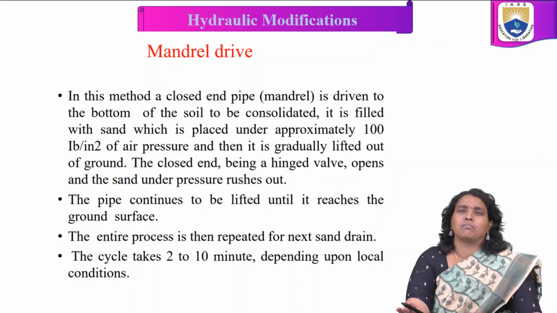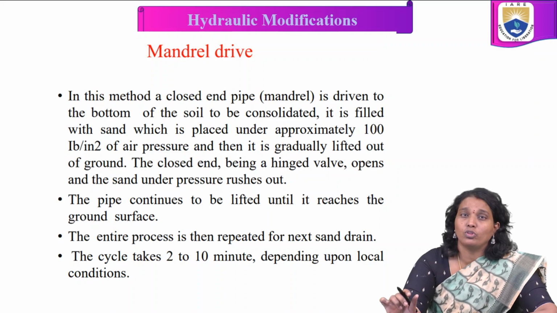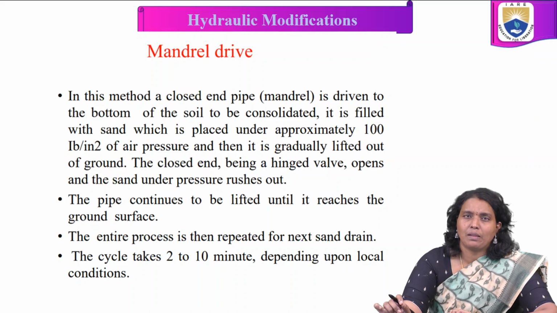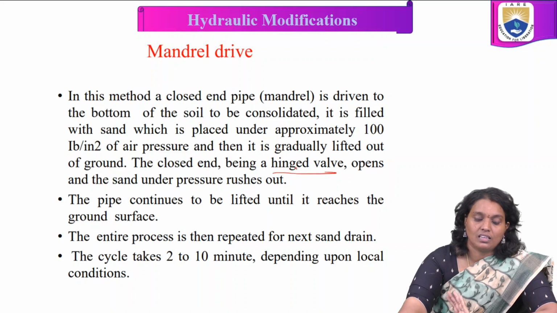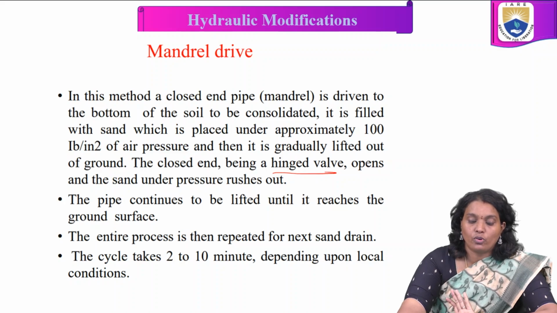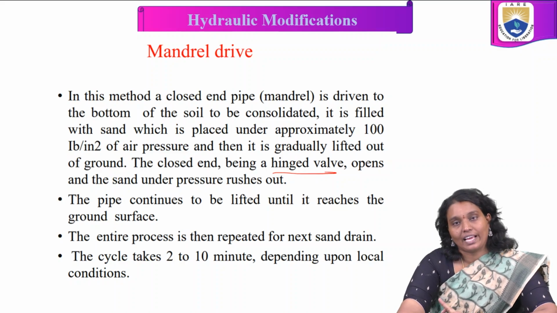Coming to the first one, mandrel drive. In this method, the closed end pipe is driven to the bottom of the soil to be consolidated and it is filled with sand which is placed under approximately 100 lb per square inch of air pressure, and then it is gradually lifted up out of the ground. The closed end, being a hinged valve, opens and the sand under pressure rushes out. The pipe continues to be lifted until it reaches the ground surface. The entire process is then repeated for the next sand drain.